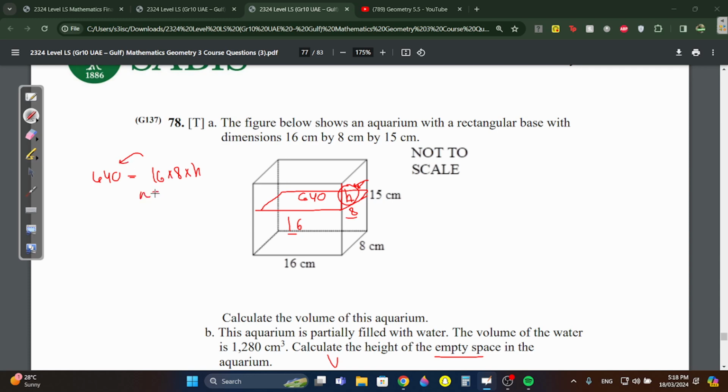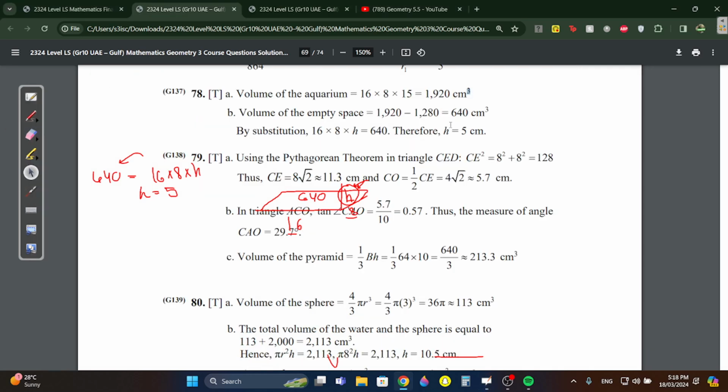So how do you find the height? You divide 640 by 16, then divide by 8, and you're going to end up with h equals 5. That's it. So calculate the height, h equals 5. Let me show you the answer. H equals 5.